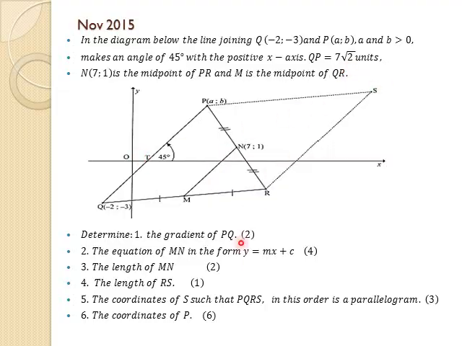Next, we want the length of RS. If this is a parallelogram, RS must be the same length as PQ. Then the coordinates of S such that PQRS is a parallelogram. Here, QS and PR must share the same midpoint, so using the midpoint formula I'm going to find the coordinates of S. Then we want the coordinates of P. I have the gradient of PQ and the length of PQ, and I'm going to use those two together to find the coordinates of A and B.